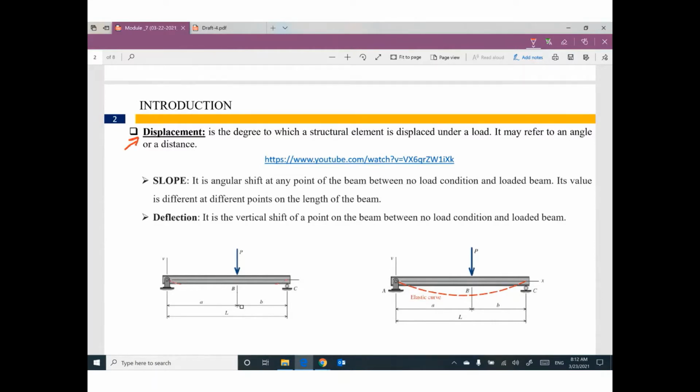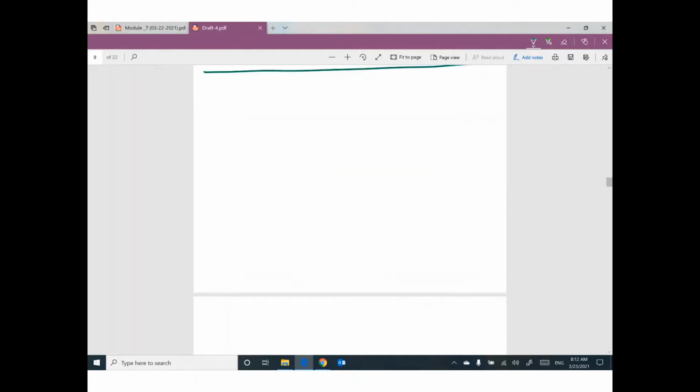Displacement is the degree to which a structure element is displaced under a load. It may refer to angle or distance. What do you mean by angle or distance? What do you mean by displacement? Let me explain it first in a very simple way.